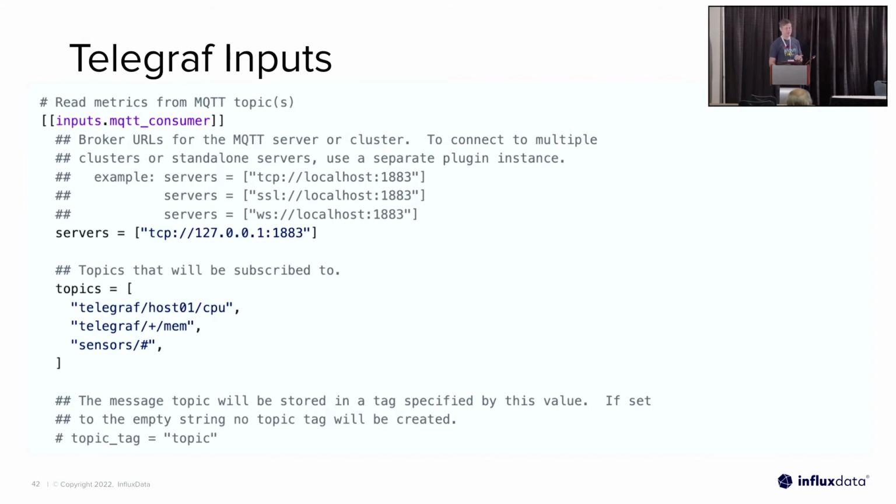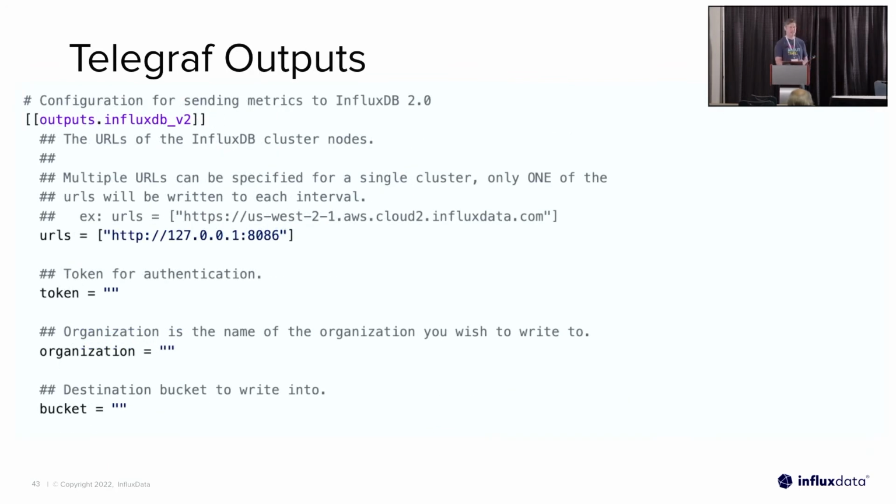If you want to do some transformations, we've got a regex plugin where you can just run it through a regular expression to transform it. There's also a Starlark plugin where you can run a bit of Python code on that data as it's passing through Telegraf to transform it. Once it's in Telegraf, you can define one or more output plugins, and this just tells Telegraf where to send the data when it's done handling it.